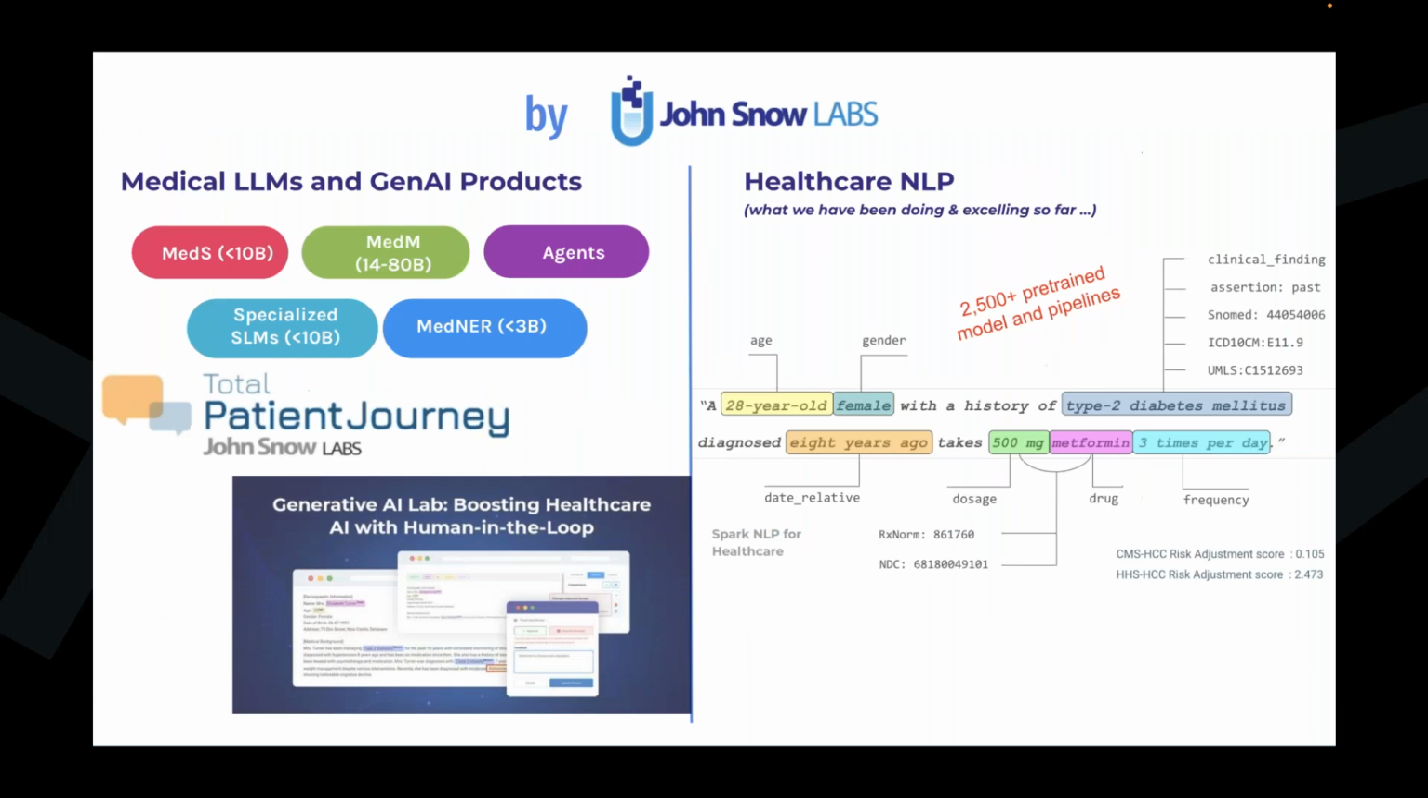So we have 2 eras, right? You might say that in the Gen AI era, why do we still need NER models, named entity recognition models? Because I can just dump this sentence to an LLM and extract everything that I see on this image, like assertion status, SNOMED code, ICD-10. But that's a misconception.